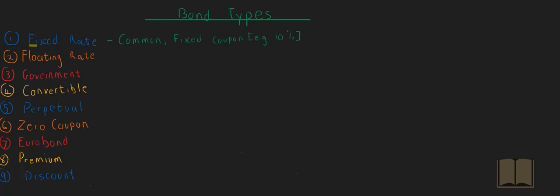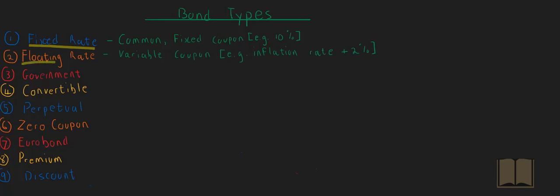The first type of bond is called a fixed rate bond. This is the most common type of bond found in the market, and it gets its name from the fact that its coupon payment is fixed every single time. So if the coupon payment is 10%, it will be 10% for the duration of the bond.